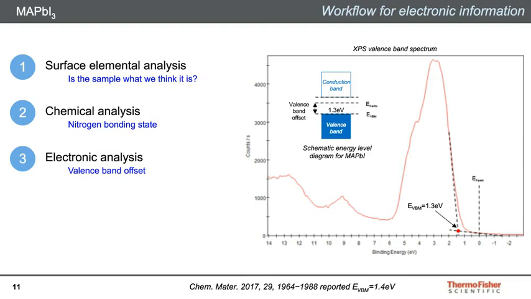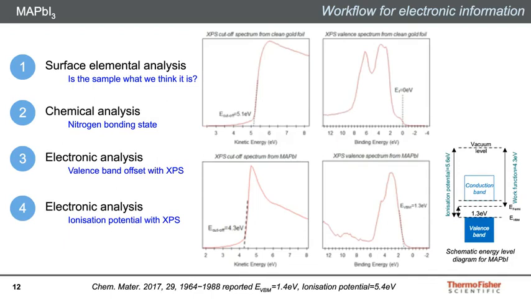We saw earlier with the gold example that XPS can be used to measure the work function of conducting materials. With semiconductors, such as methyl ammonium lead iodide, where there is no electron density at the Fermi level, we can measure the ionization potential of the sample. The ionization potential of the MAPI sample on this slide was measured as 5.6 electron volts, which is close to the cited literature value. Overall, for this perovskite sample, we have seen that XPS can provide a very comprehensive analysis.